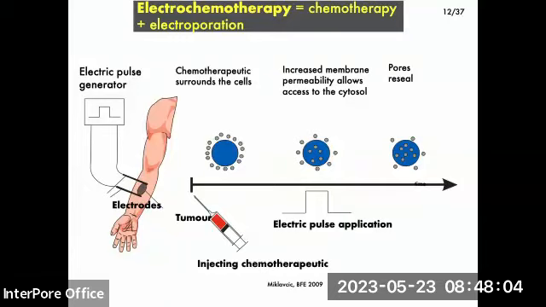So electrochemotherapy: you could put the electrodes near the tumor, and then chemotherapeutic surrounds the cells, and we apply the short pulse electric field. The membrane pores appear and the chemotherapeutic goes inside of the cells, and then we have the pore resealing. And this is a very effective treatment to treat different types of tumor.